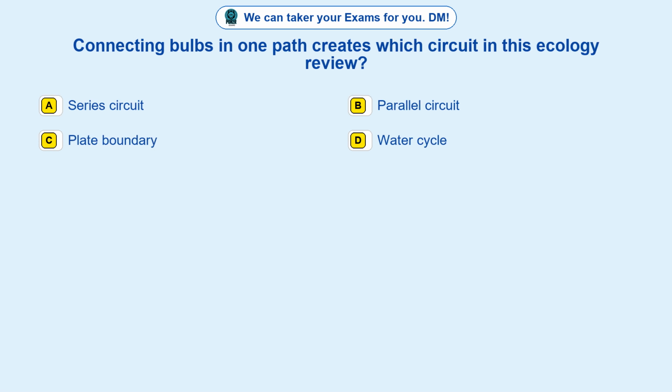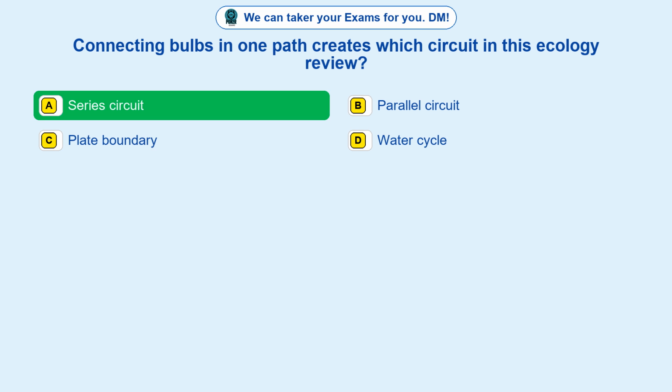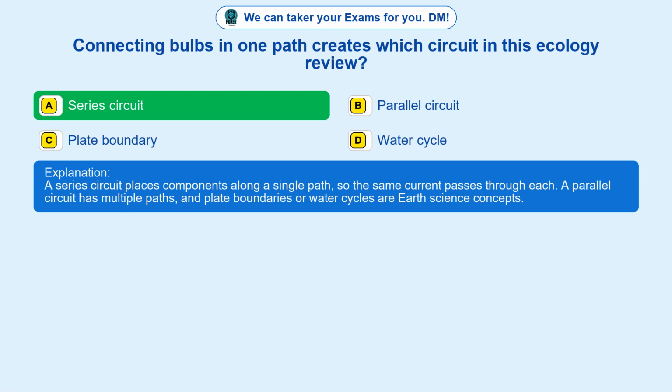Question 73. Connecting bulbs in one path creates which circuit in this ecology review? Option A, series circuit. Option B, parallel circuit. Option C, plate boundary. Option D, water cycle. The correct answer is option A, series circuit. A series circuit places components along a single path, so the same current passes through each. A parallel circuit has multiple paths, and plate boundaries or water cycles are earth science concepts.